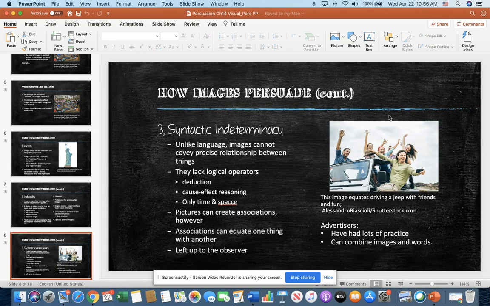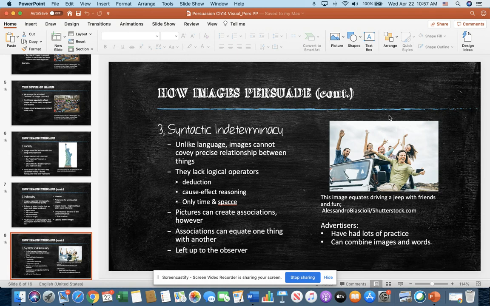Okay, the third item is syntactic indeterminacy. And this is where images convey, language is, even though it can be altered, the reality is language has a closer relationship between two items, where with photos, that relationship is not as clear, not as articulate, and there is a lot of presumption going on of what's happening in the relationship between things in a photo.